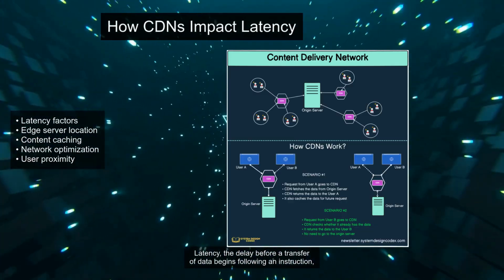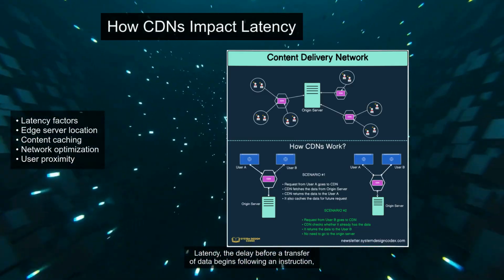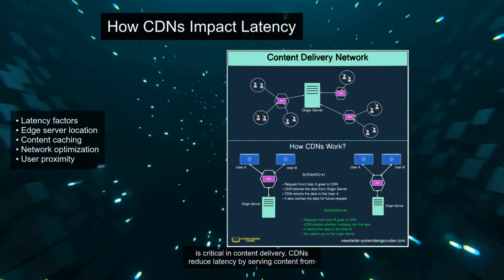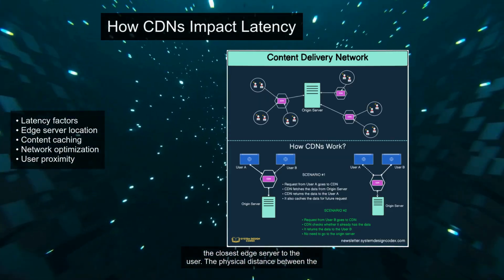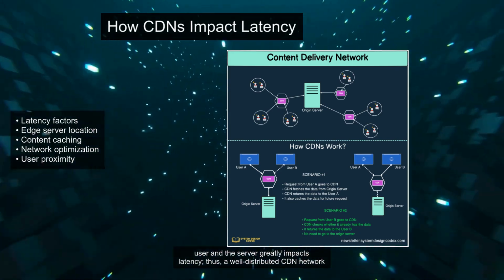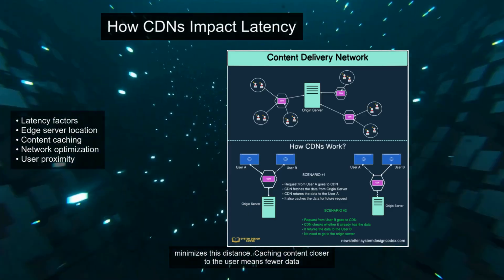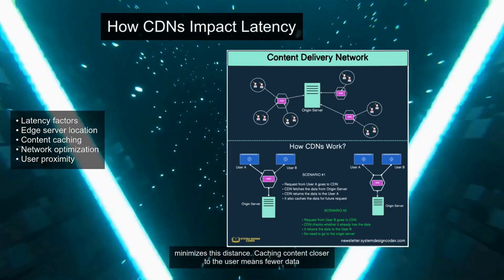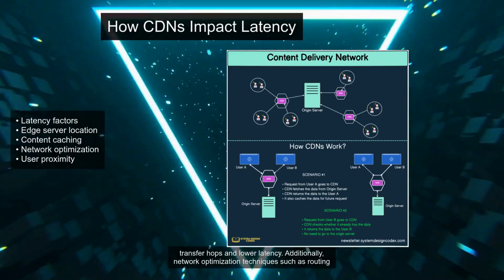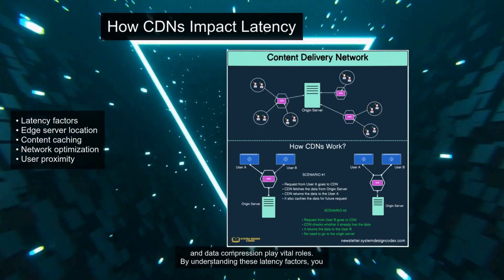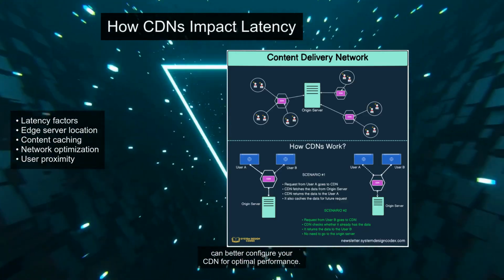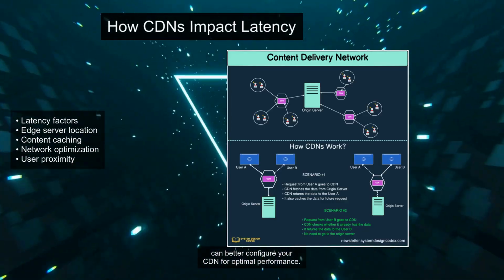Latency, the delay before a transfer of data begins following an instruction, is critical in content delivery. CDNs reduce latency by serving content from the closest edge server to the user. The physical distance between the user and the server greatly impacts latency. Thus, a well-distributed CDN network minimizes this distance. Caching content closer to the user means fewer data transfer hops and lower latency. Additionally, network optimization techniques such as routing and data compression play vital roles. By understanding these latency factors, you can better configure your CDN for optimal performance.